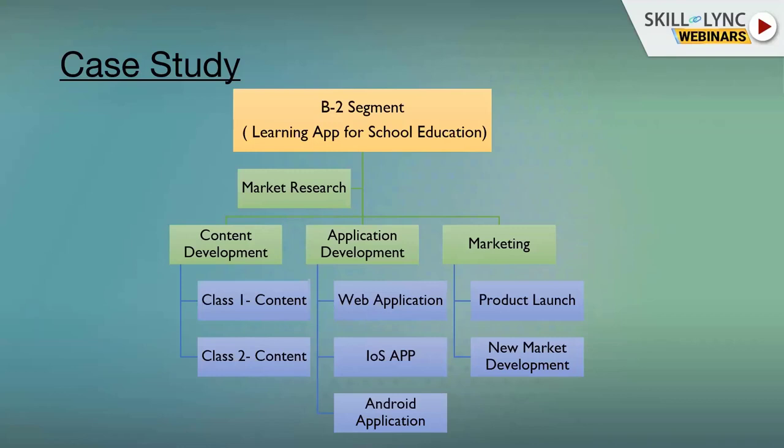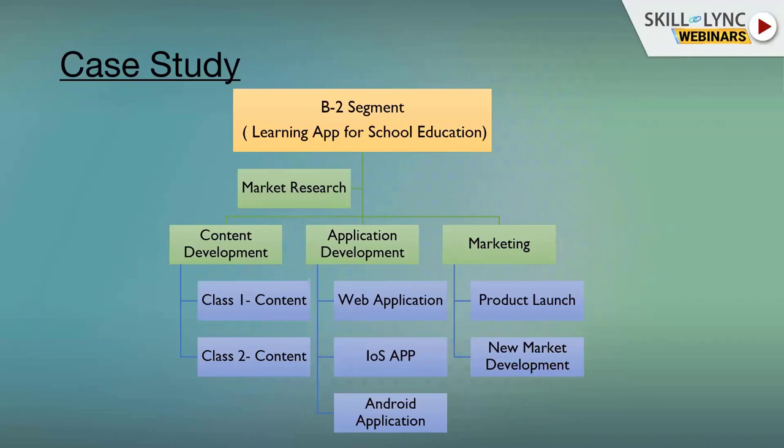If the content development is over, then we move on to the second activity, and that is application development. What kind of applications can we develop? It can be web applications or iOS applications or Android applications. We have utilized those applications, right? We have used those applications.